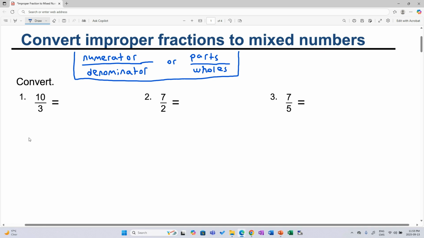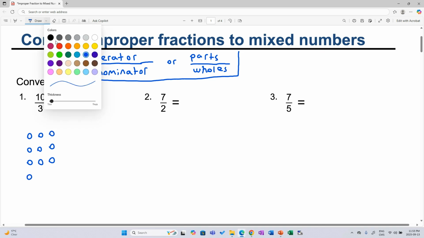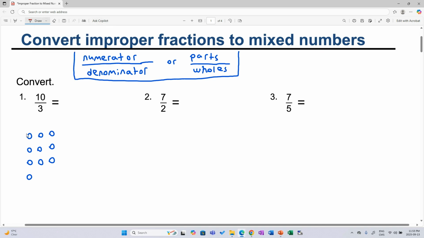So to start, with a visualization, I'm going to draw for you 10 parts. Here I have 10 circles to represent 10 parts. Now I'm going to try to group as many groups of 3's together as I can. So I'm going to try to group 3 parts together. Okay, I have successfully grouped 3 parts together. I'm going to keep going until I can't group 3 parts together anymore.